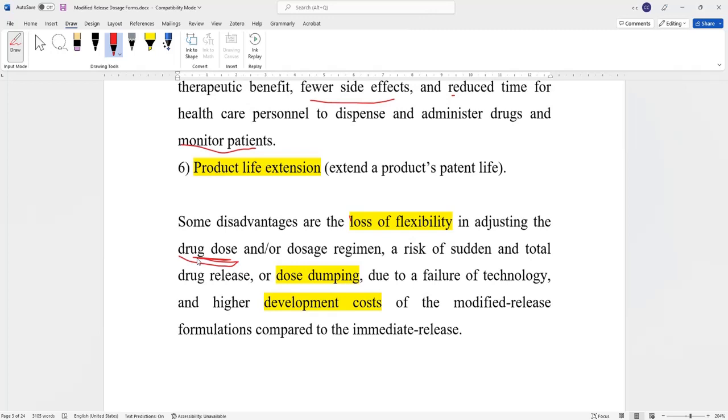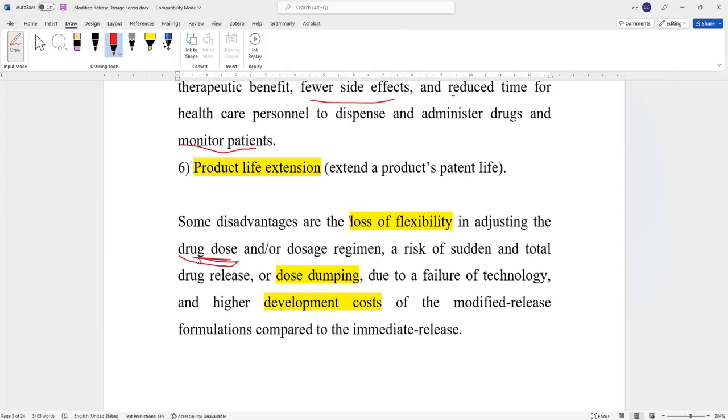Another problem is what we call dose dumping. Dose dumping means, suppose you are taking a tablet with a coat, and for some reason maybe the coat was not proper or something else. Something else means the patient is taking, for example, a certain material like alcohol or something like that, and this results in a failure in the coating, and then suddenly you have all of the drug.